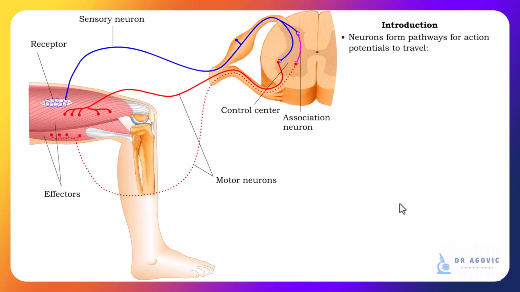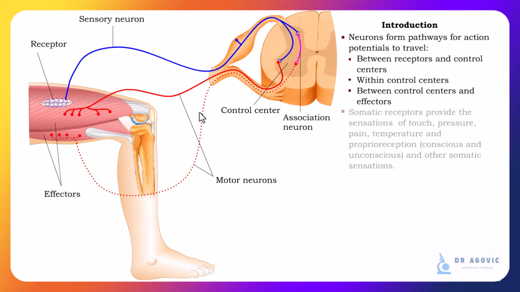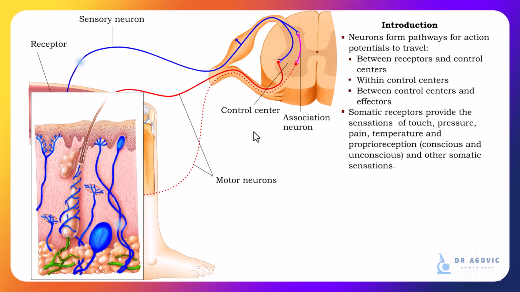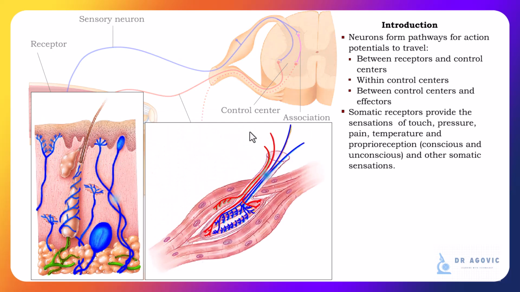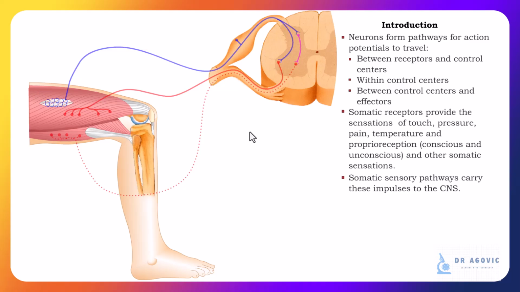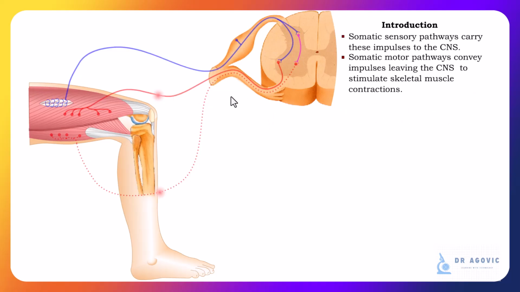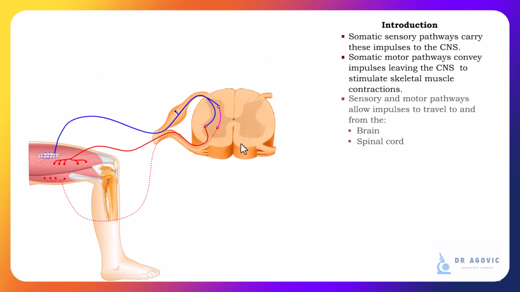Nervous impulses travel along a sequence of neurons called a pathway. Impulses from the receptors of touch, pressure, pain, temperature, and proprioception travel along sensory pathways to control centers. In turn, impulses leave the control centers and travel out motor pathways to effectors. Nervous pathways provide information and allow control of effectors by both the brain and spinal cord.